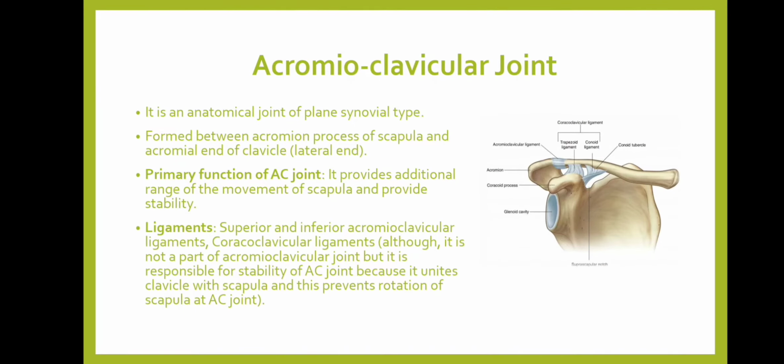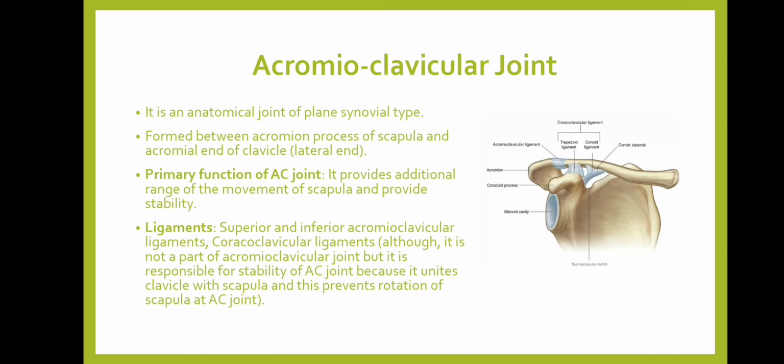Third is Acromio-clavicular Joint. It is an anatomical joint of plane synovial type. It is formed between acromion process of scapula and acromial end of clavicle, also known as lateral end. The primary function of AC or Acromio-clavicular Joint is that it provides additional range of movement of scapula and also provides stability.